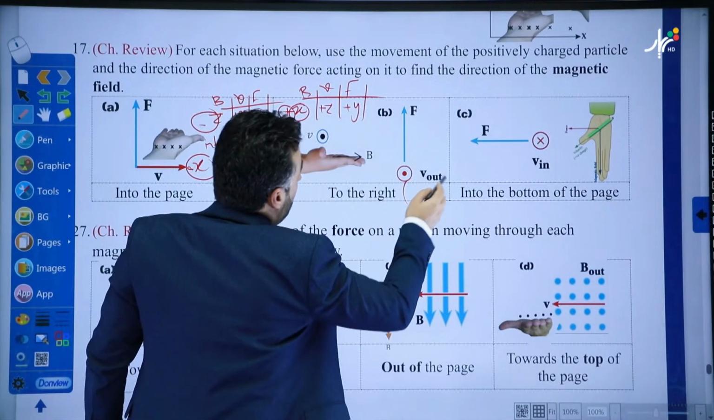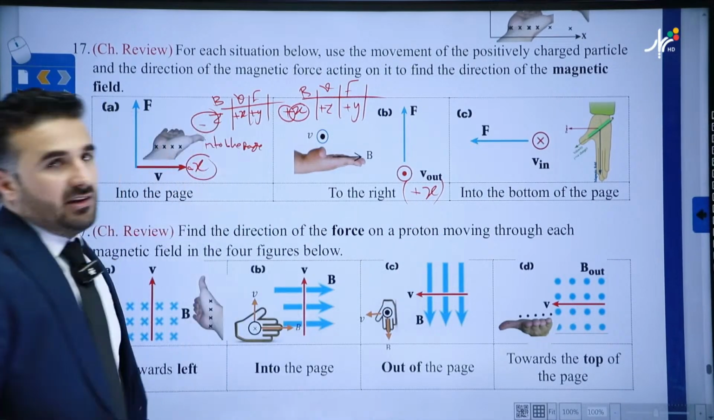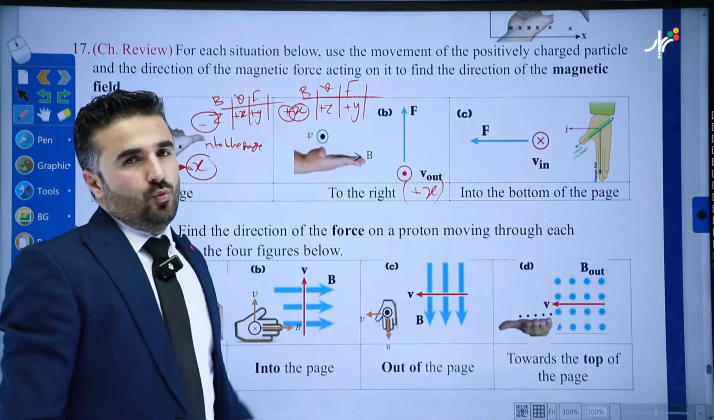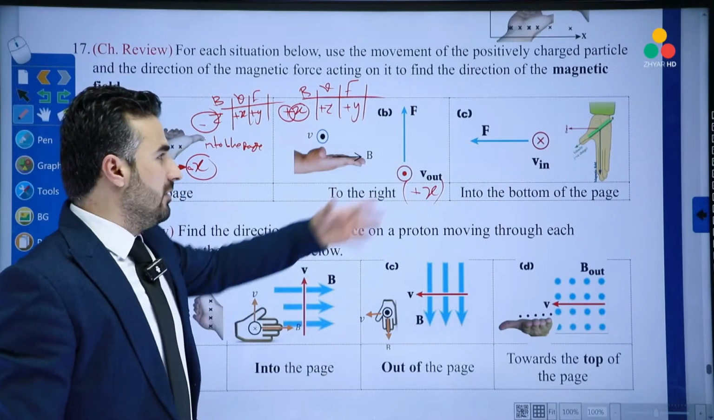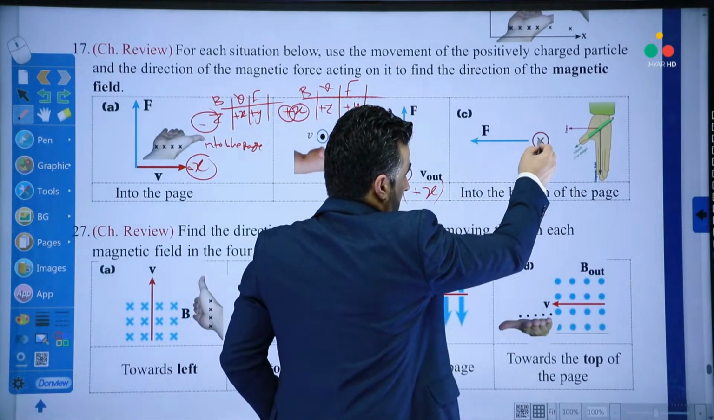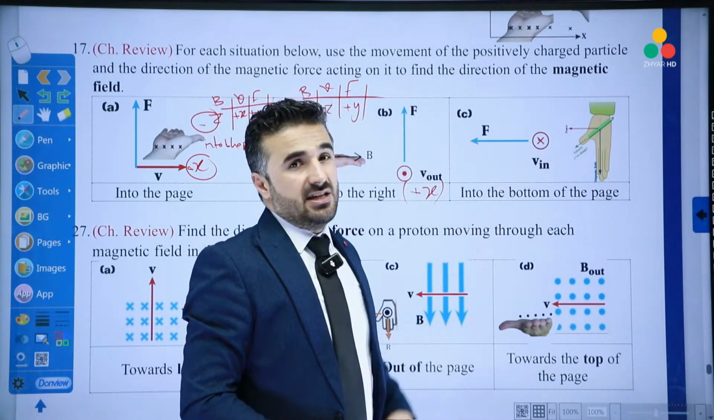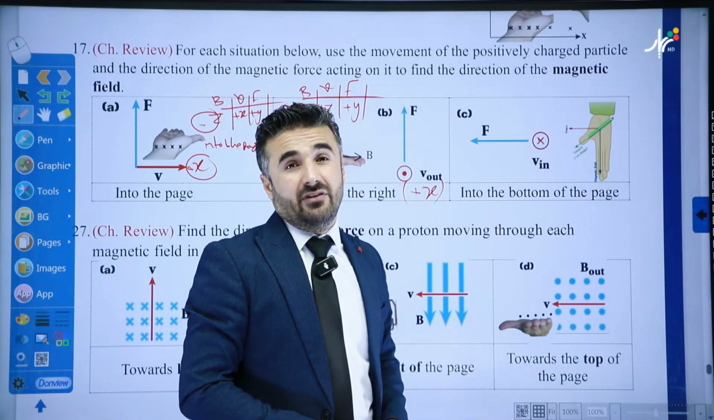So we can say, okay, let's just use x positive as well. What about the last one? Can you tell what is the direction of the magnetic field in the last one? So once again, remember, this time the direction of the motion is into the page, and the force is, you can say, to the right. So what will be the direction of the magnetic field?